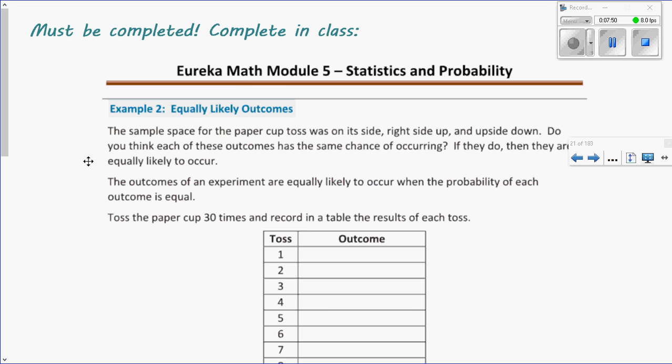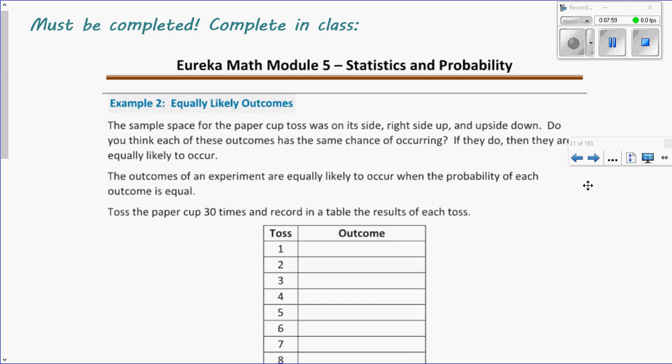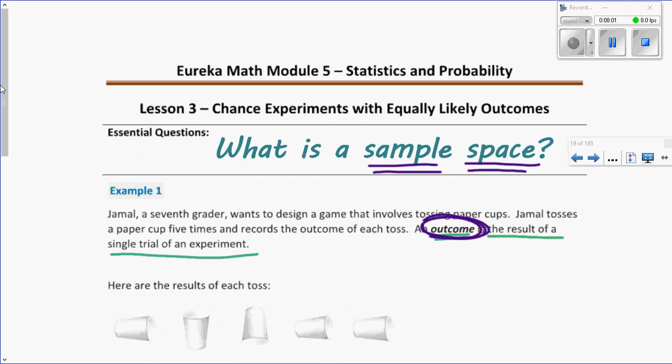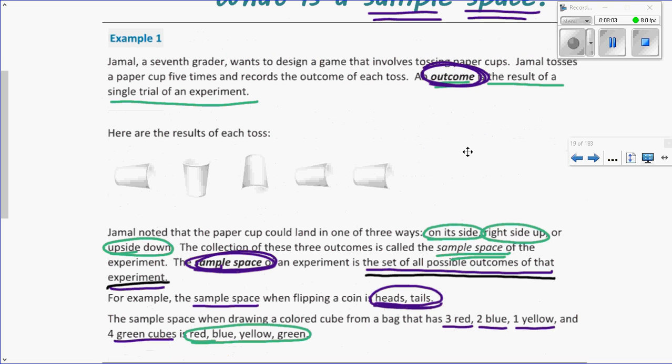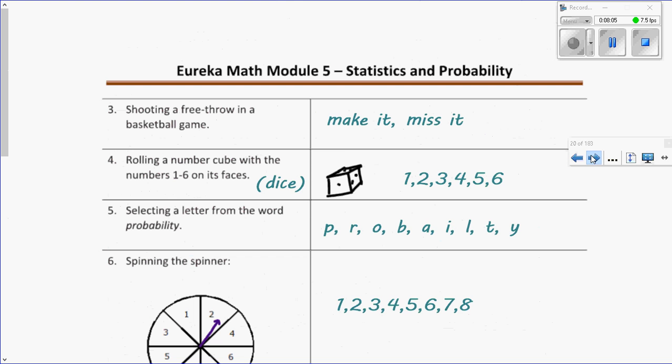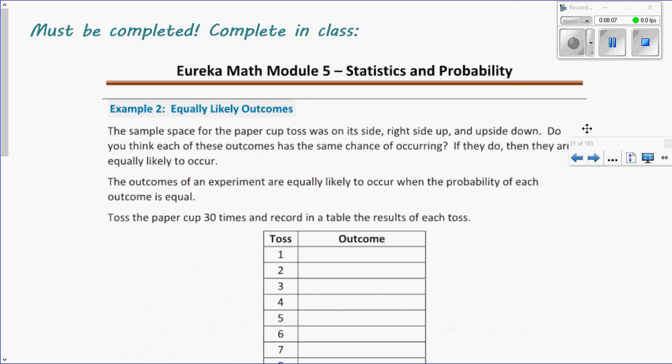Okay, so you're going to complete this in class, and you're going to be doing this paper cup toss. You can do it with a partner. All right, so you'll be flipping and recording the outcome, just like Jamal in that original example when we were imagining it. Okay, so you'll have a disposable cup, and you'll be doing that in class.